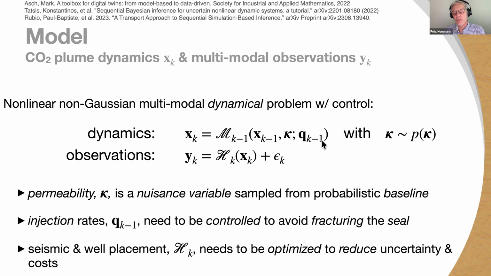So basically, every time we apply the dynamics, we draw a different sample from the posterior distribution. And then we have indirect measurements, yk, through an observation operator, and there is noise. And so that's basically what we have. So this permeability is treated as a statistical nuisance variable, and that's basically sampled from the probabilistic baseline that I explained a minute ago. And then, of course, this H is not only seismic, but can also relate to measurements at wells. And if I have time, I will talk about some experimental design optimization you can do for that.